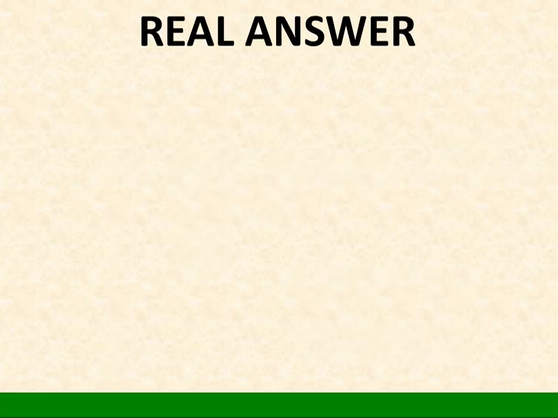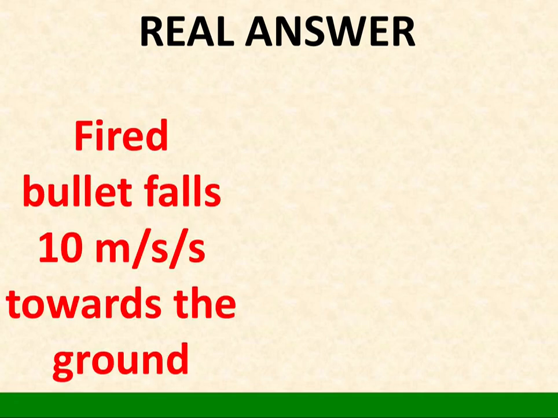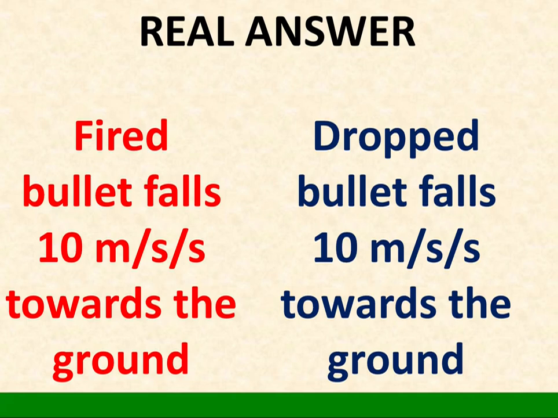Okay, now we need to look at the real answer. Let's see if your group got it right. The bullet that was fired from the gun will fall 10 meters per second towards the ground. This is because of gravity. Gravity finds the bullet immediately and starts to pull it down. Meanwhile, the bullet that was dropped also falls 10 meters per second towards the ground.